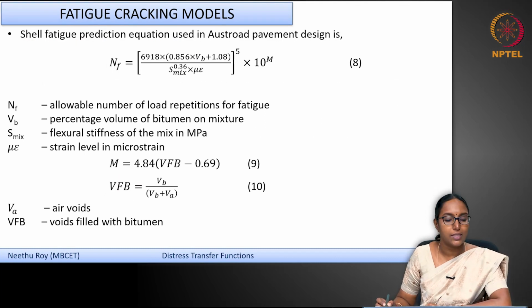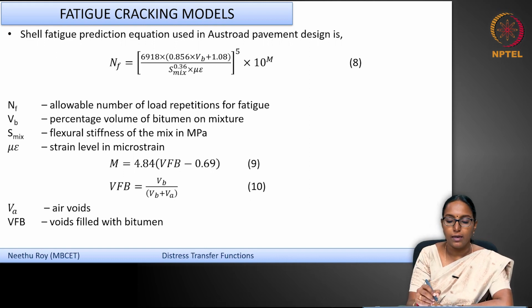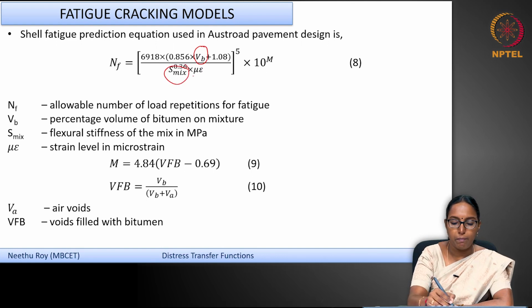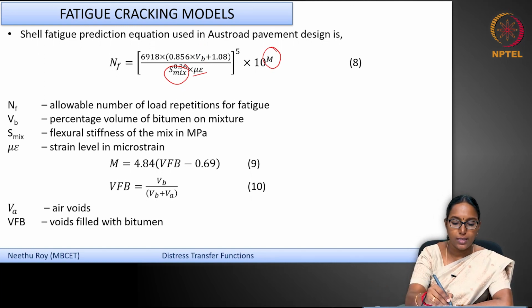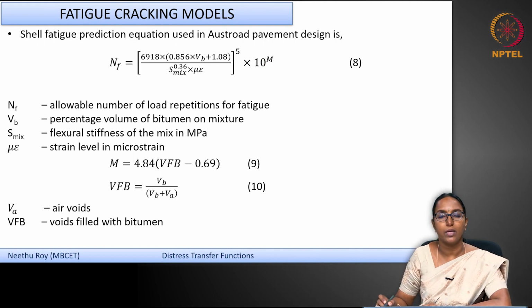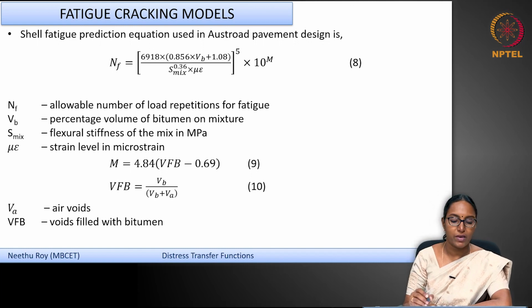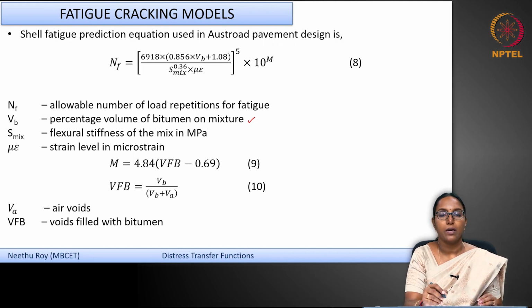So, next is the Shell fatigue prediction equation, which is used in the Shell pavement design. As you see here, again, the allowable number of load repetitions for fatigue is given in terms of various factors like VB, there is an S mix, there is mu epsilon, and there is a term m here. So essentially all these terms like m, VB, S mix, etc. correspond to the type of the bituminous mixture, where VB is the percentage volume of bitumen in the mixture, then S mix is the flexural stiffness of the mixture in megapascal.